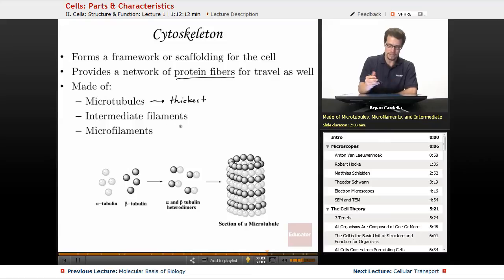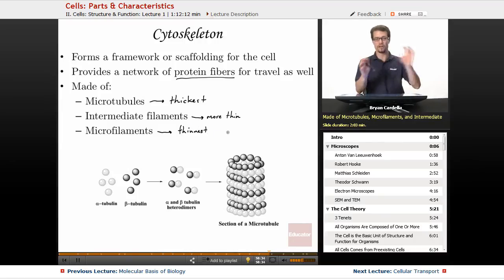Intermediate filaments. These are more thin compared to the microtubules. The way I remember it is intermediate, like in the middle. It's literally in the middle of this one and that one. Microfilaments, not made of tubulin, they're actually made of actin, typically, just a different protein. These are the thinnest by far.